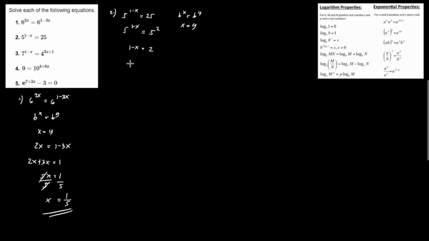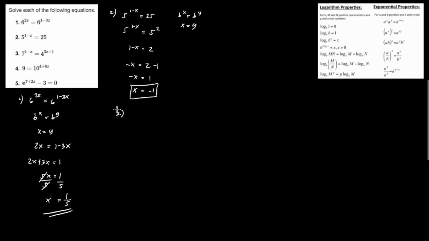Transpose 1 to the right side, or negative x is equal to 2 minus 1. And negative x is equal to 2 minus 1, or 1. And x is equal to negative 1.